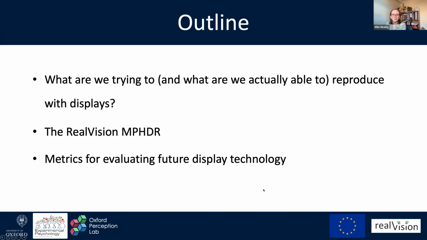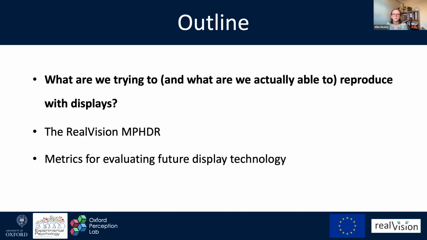So an outline for my talk today, I'm going to start by zooming out to the big picture to motivate multiple primary displays in general. And to do that, I'm going to discuss what it is that we're actually trying to reproduce when we're thinking about reproducing scenes on a display, and why we need a display with more than 3 primaries in order to do this. I'll then introduce the RealVision MPHDR display, and finally discuss ways in which we can quantify the capabilities of multi-primary displays, such as the RealVision MPHDR.